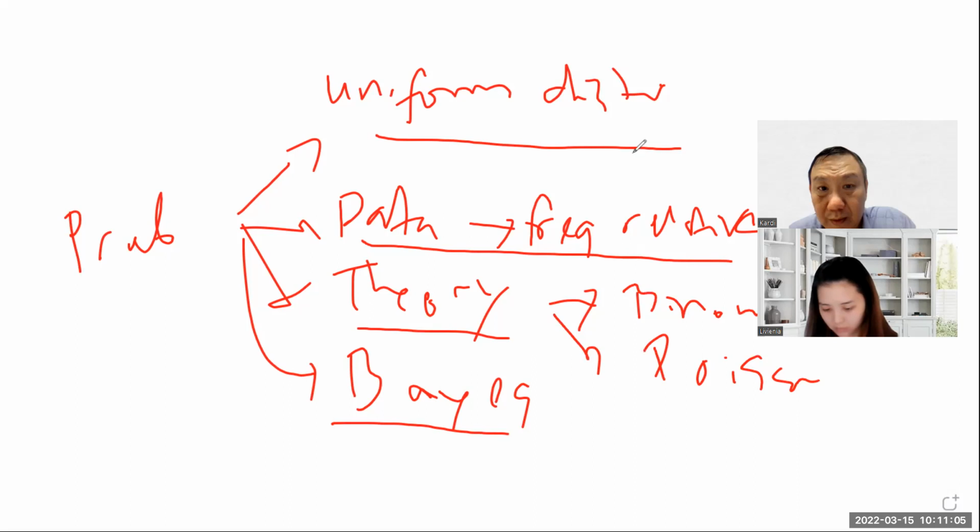So is this okay, or you want to go more detail? If you don't understand something about this, you tell me. I can go more detail about each of this. I believe this has been taught in statistics. If not, you tell me, I can give you. Okay.